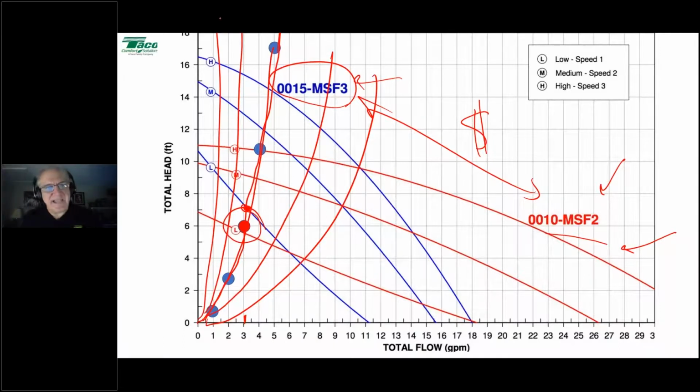What happens is, as zone valves close, let's just for giggles and grins say I'm using the 0015 at high speed, all right? So I'm intersecting here, or here, or here, or here, or here. Now, I'm going to deliver BTUs, man. There's no way this house is not going to heat. I'm delivering BTUs.